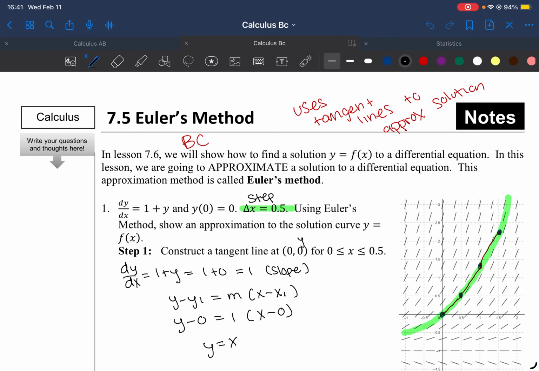7.5 notes is Euler's method. This is a purely BC topic. In the next lesson, we're going to learn how to find the solution to the differential equation, but in this lesson, we're going to learn to approximate the solution. This approximation is called Euler's method. So the process for the approximation is using a bunch of tangent lines to approximate the solution.